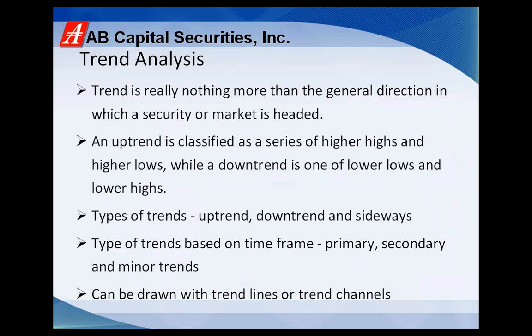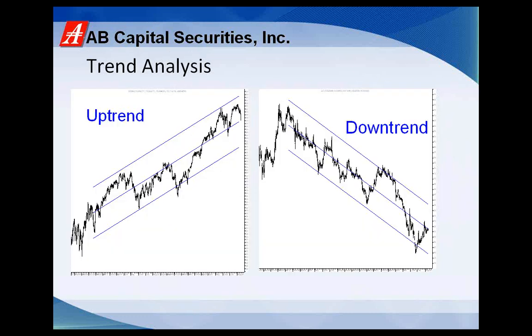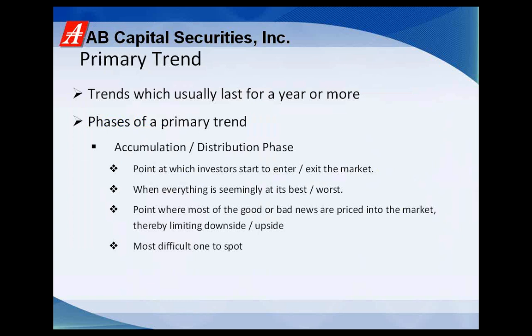Now, when you talk about trends in terms of time frame, then they are classified as primary, secondary, and minor trends. Trends can be drawn either via trend channels or just purely trend lines. Now, we're going to discuss the types of trends according to time frame. The most important type of trend, of course, would be the long-term trend, and that's the primary trend, which would usually last 2 to 3 years. The primary trend has 3 phases: the accumulation phase, the participation phase, and the excess phase.